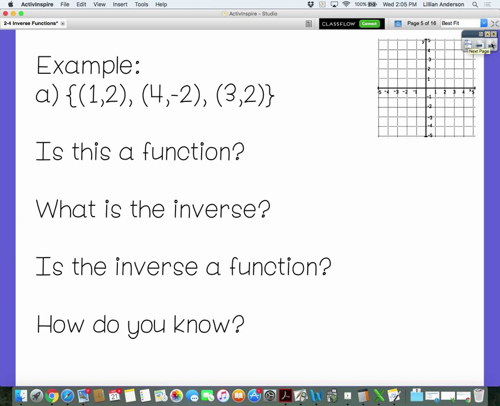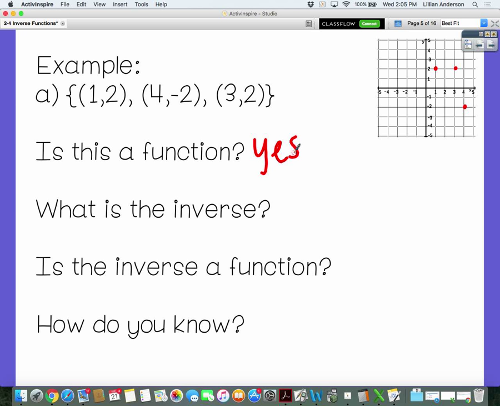We have (1, 2), (4, -2), and (3, 2). If you guys remember when we first did functions and finding domains and ranges, we dealt with ordered pairs like this, okay? So (1, 2), (4, -2), and (3, 2). Is this a function? Are these set of ordered pairs a function? Yes, it is. This graph here is just a visual. I didn't include it in your notes, but I was just using it as a visual.